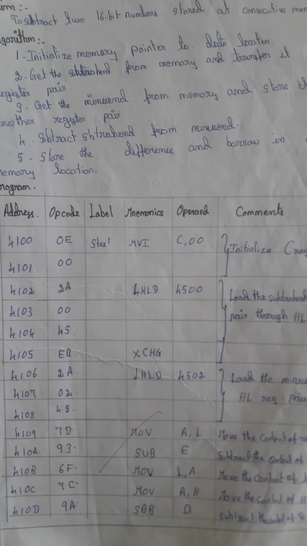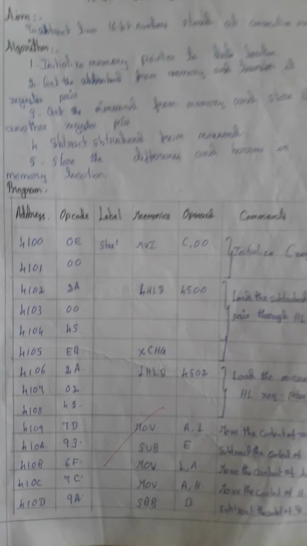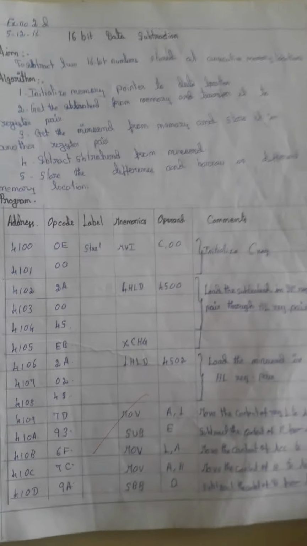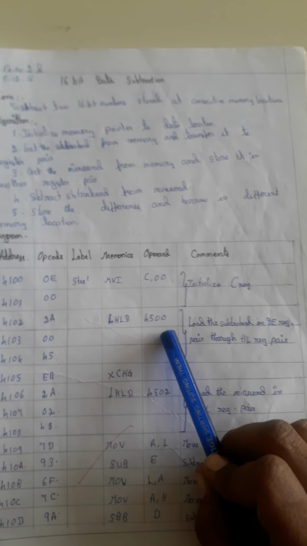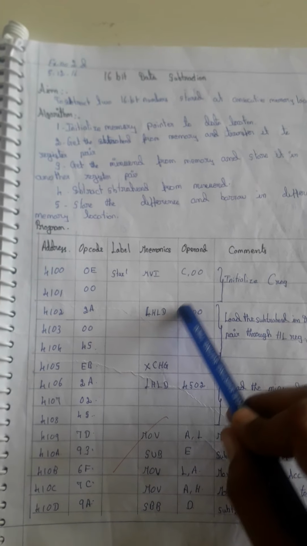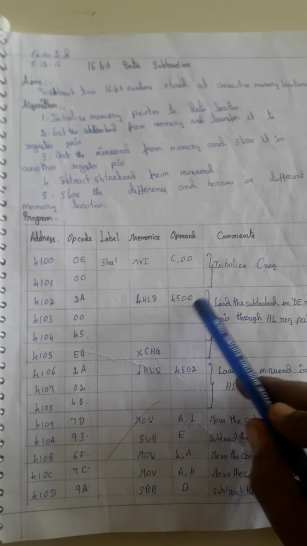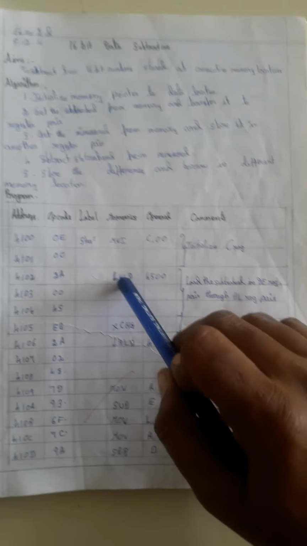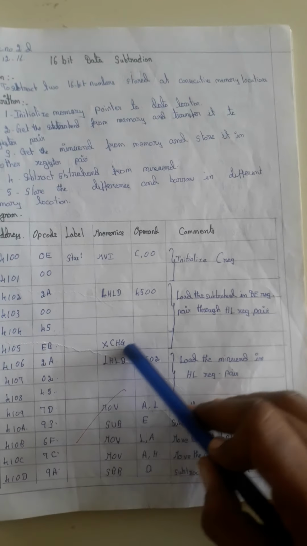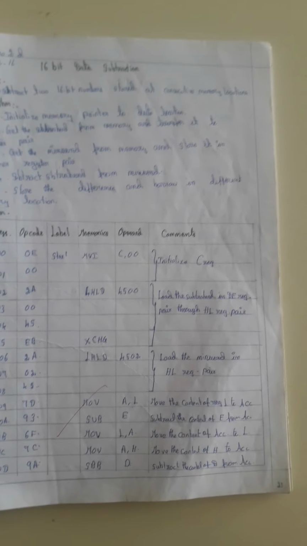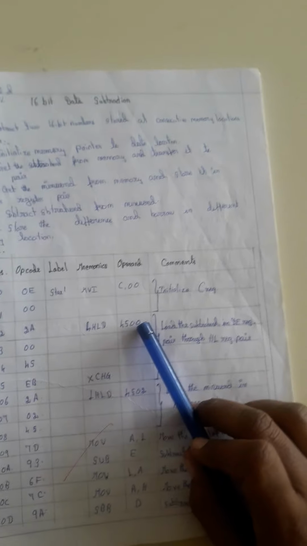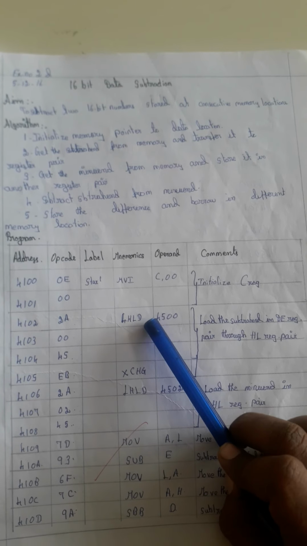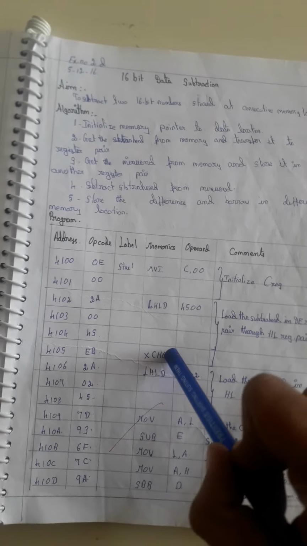Here they have initialized MVI C,00 for borrow, and then LHLD 4500 means the data which is available in this address is loaded in the L register, and the data which is available in the consecutive address, that is 4501, will be loaded in the H register. Then we are exchanging the data in the HL register pair with the DE register pair. So the first data that we have obtained in HL is now exchanged with the DE register pair.